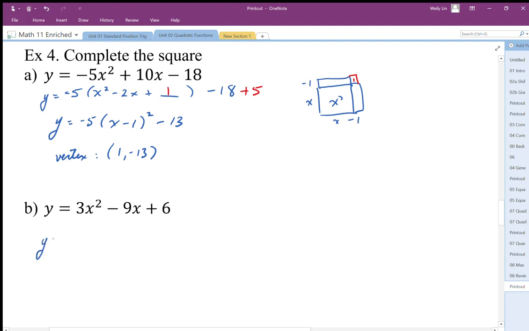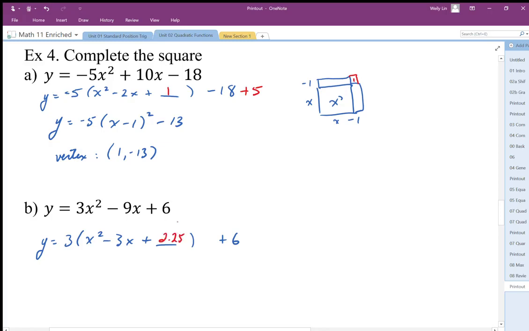Here we'll do the same thing. I'm going to factor out the 3. I'm just going to leave that aside. Now, to finish off the square, it's going to take half of the middle, because that's what has to be distributed symmetrically here and here. And I'm going to square it. So 1.5 squared gives me 2.25.